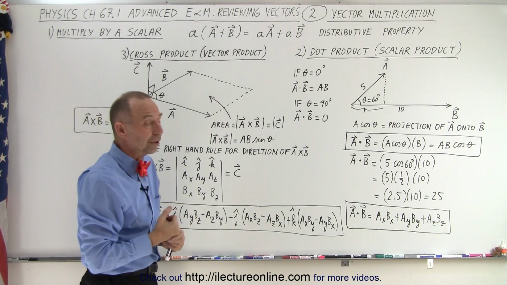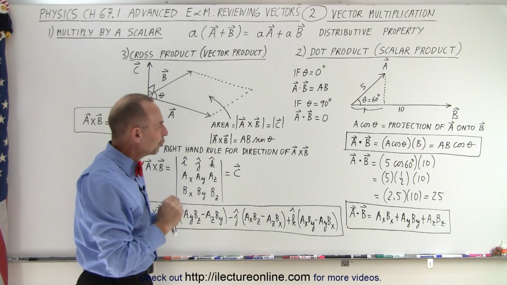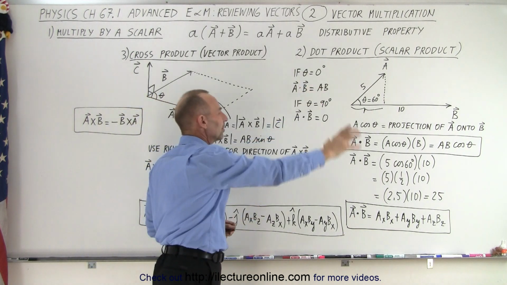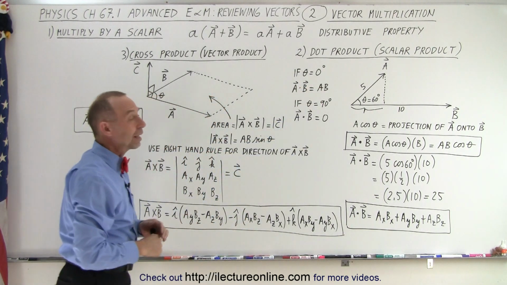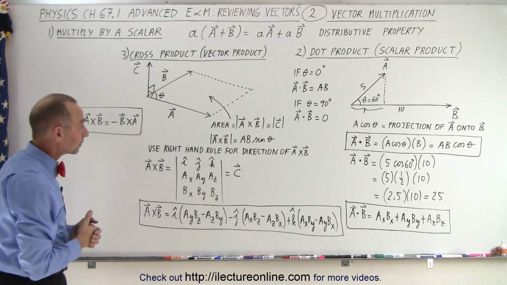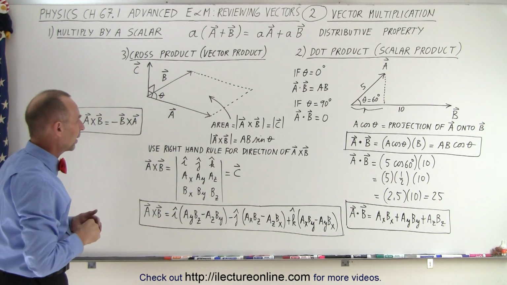It's simply equal to 0. That property is actually a very useful one, which will be used later as we use the concept of the dot product on some real problems. Now let's take a look at the cross product.